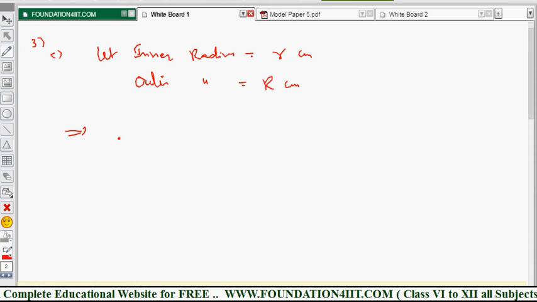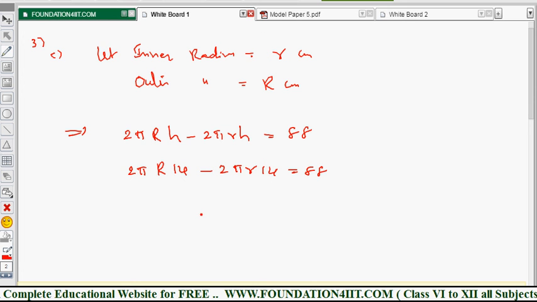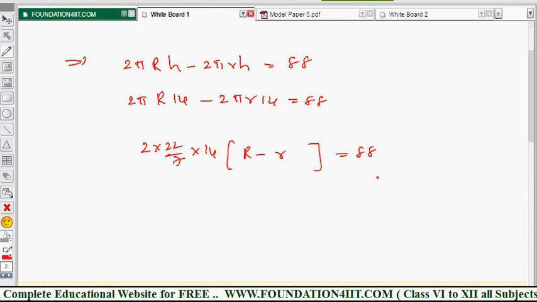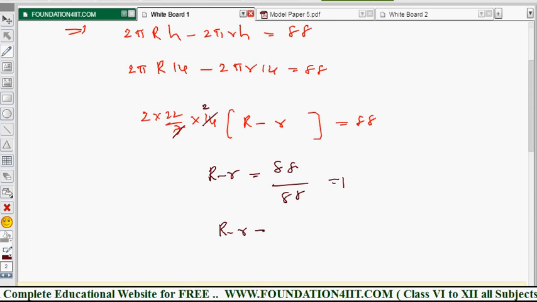As per the question, 2 pi capital R H minus 2 pi small r H is equal to 88. Here H is 14. So 2 pi capital R into 14 minus 2 pi small r into 14 is 88. Let's take the common values, 2 pi, which is 2 into 22 by 7, into 14. Taking these common, we get capital R minus small r equal to 88. We simplify by cancellation: 7 ones are 7, 2 twos are 4, so capital R minus small r is equal to 88 divided by 2 into 22 into 2, which is 44, again 88, that is equal to 1. Therefore capital R minus small r is equal to 1.